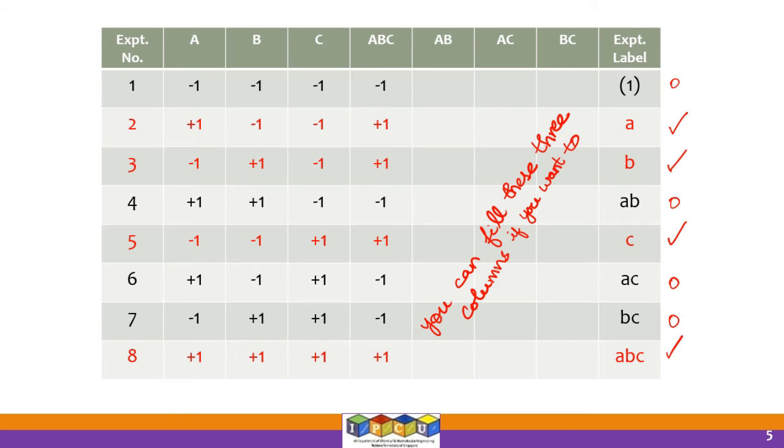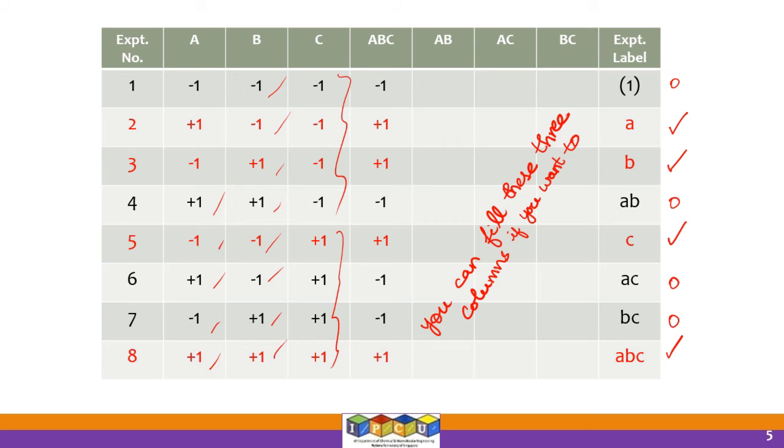The A column in the standard form will have entries like -1, +1, -1, +1, -1, +1, -1, +1. B will be -1, -1, +1, +1, followed by minus minus plus plus, and C will be 4 minuses followed by 4 pluses. So this is what is called the standard design or standard matrix representation of a full factorial design involving three factors. Now in the fourth column, I have included the value of ABC corresponding to each experiment.